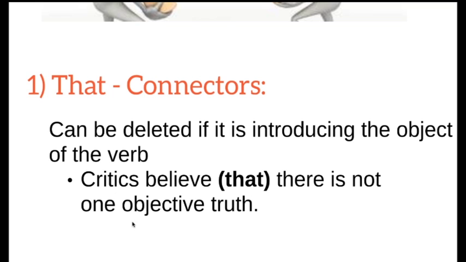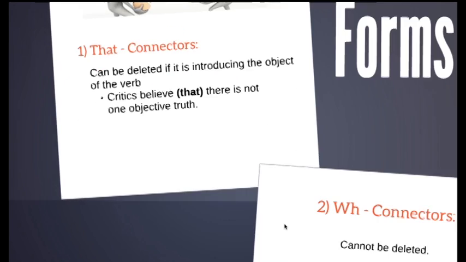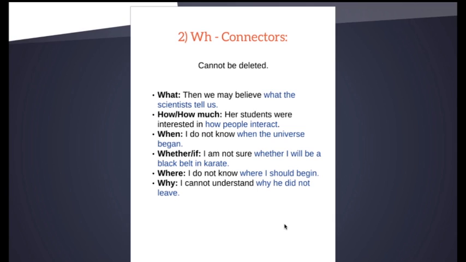Critics believe that there is not one objective truth. Or you can say, critics believe there is not one objective truth, right? So I showed you both ways. Double-weight connectors. So they can't be deleted. They cannot be deleted. What? Then we may believe what the scientists tell us. How or how much? Our students were interested in how people interact. When? I don't know when the universe began.